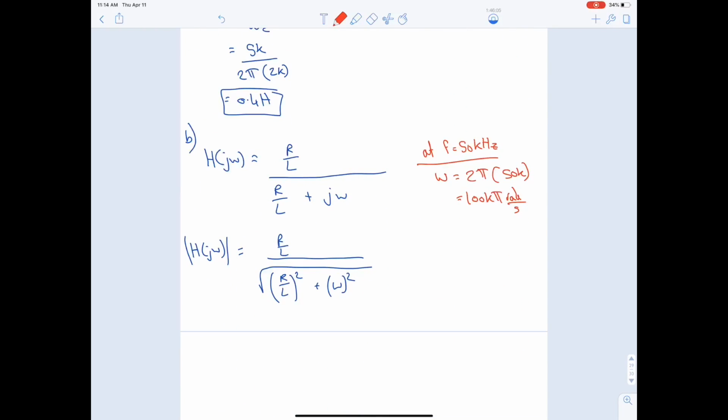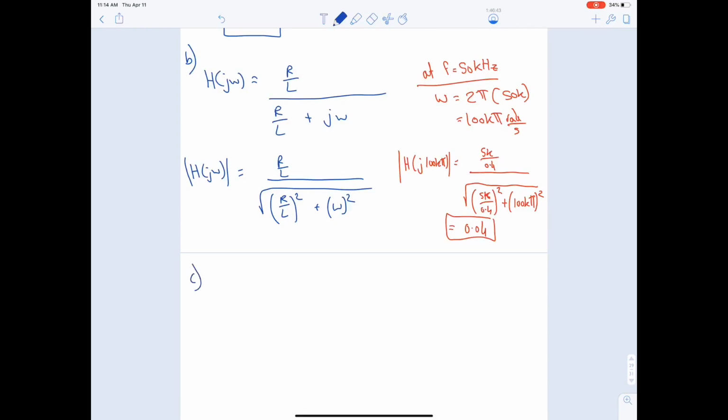Okay, so the magnitude at this value will be R is 5 kilo divided by 0.4, divided by the square root of 5 kilo divided by 0.4 squared plus 100 kilo pi squared. This will give us 0.04 and it's unitless. Moving on to the phase angle.